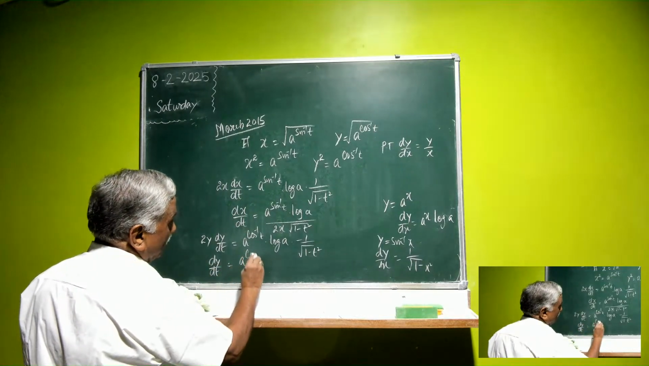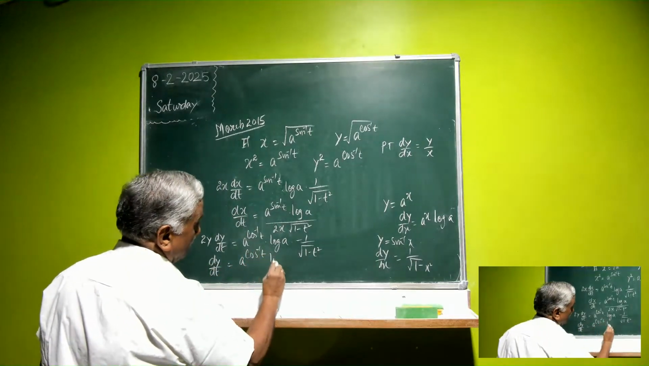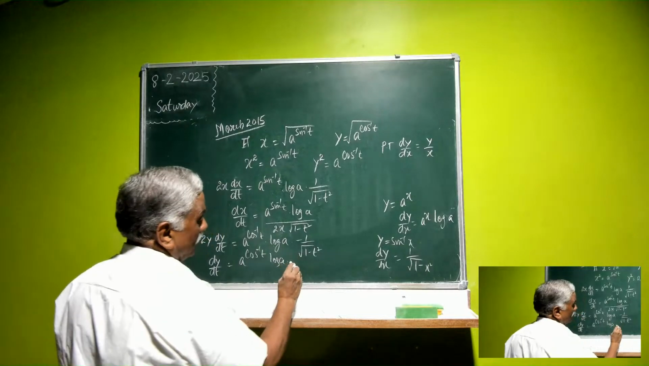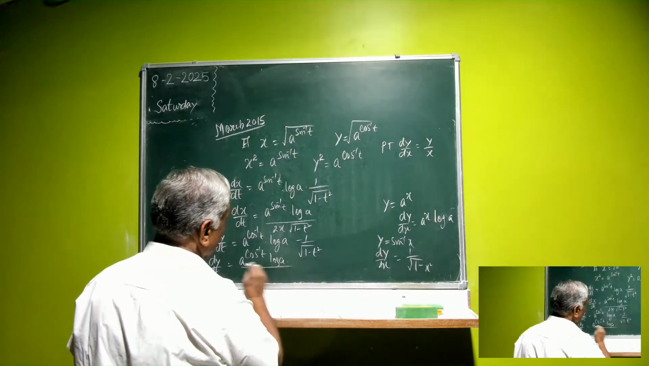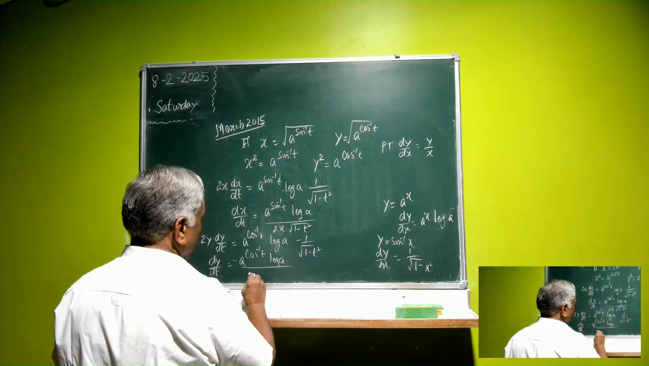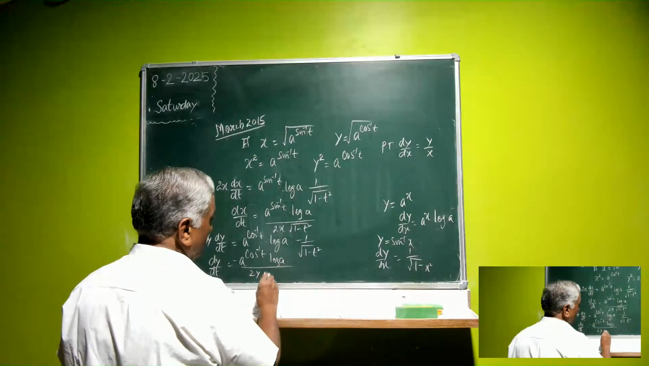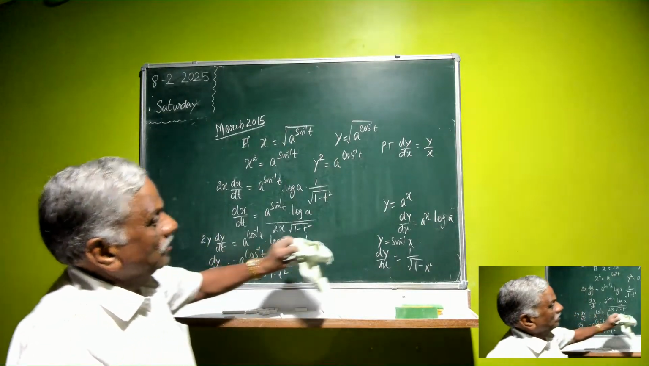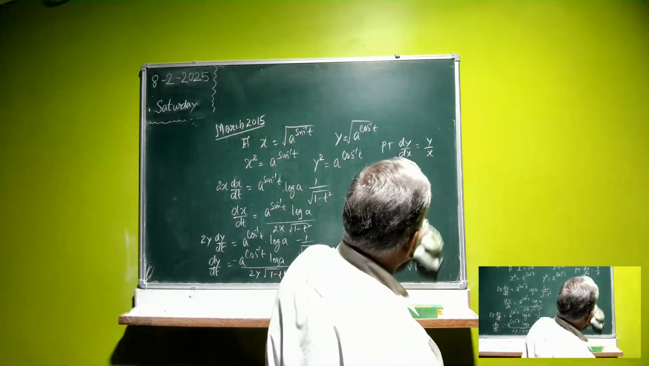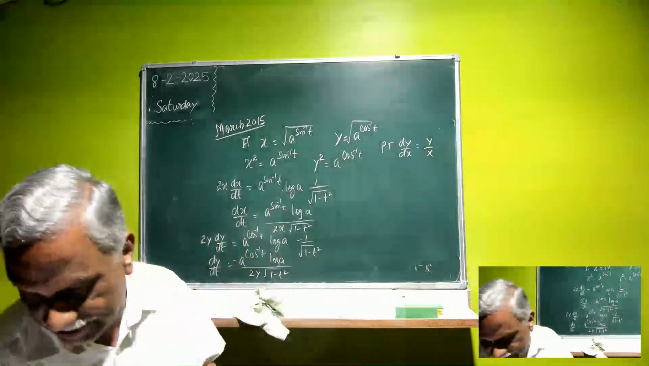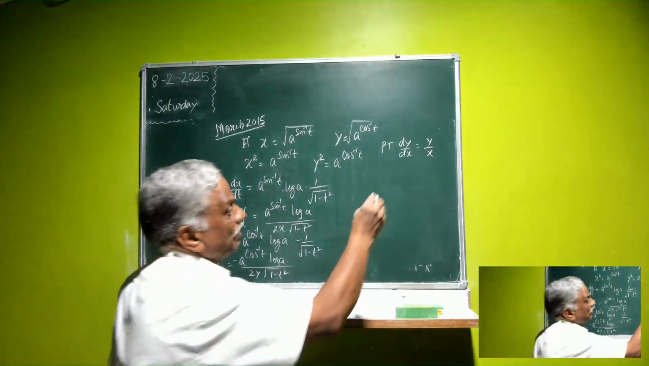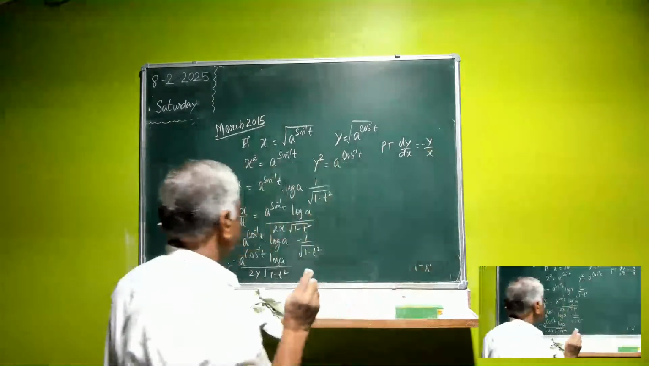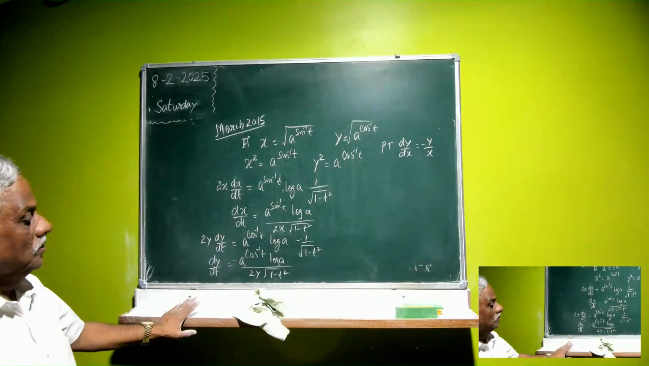So what is dy by dt? A to the power of cos inverse t into log a, divided, because of the minus sign, by 2y into root of 1 minus t square. Now you should divide, and here also there will be some mistake. It's going to be minus y by x. There's a minus sign.